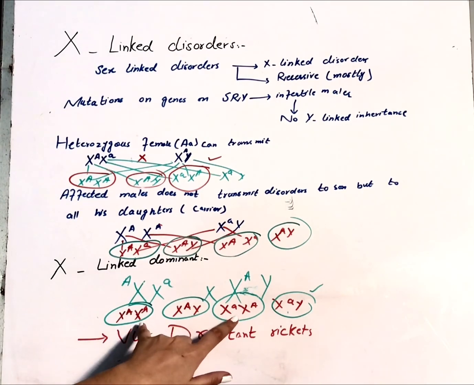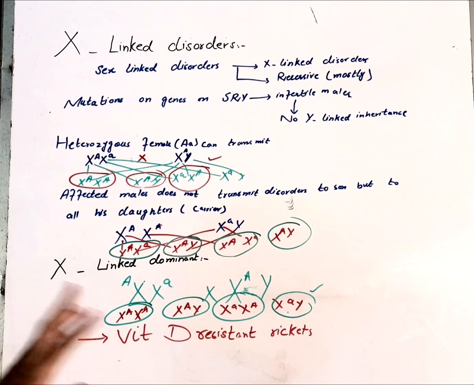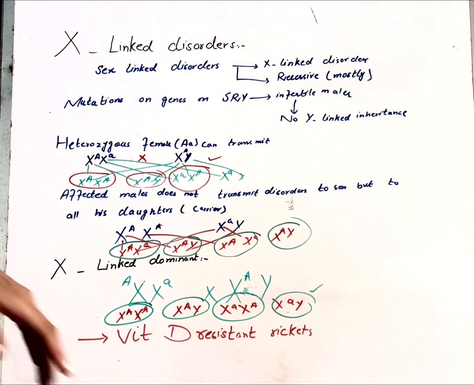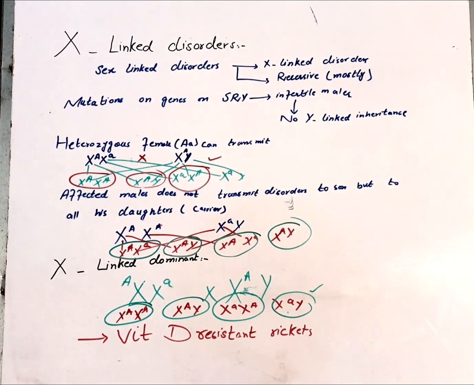All the daughters will exhibit the disorder, but there is a 50% chance of the sons getting that disorder and a 50% chance of escaping it. So this was all about X-linked disorders, and the example here is vitamin D resistant rickets.